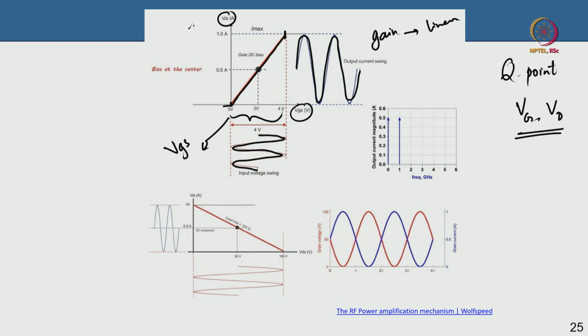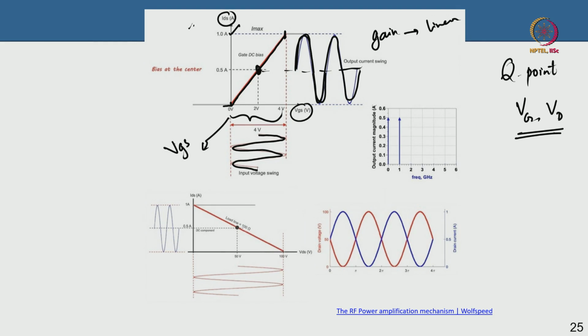And if you bias it at the midpoint, this is the middle point, if this is 1 amp you are biasing at half an amp. So if you bias it at the midpoint, then you have half a swing up and half a swing down. You have a perfect swing, there is no clipping of the waveform.